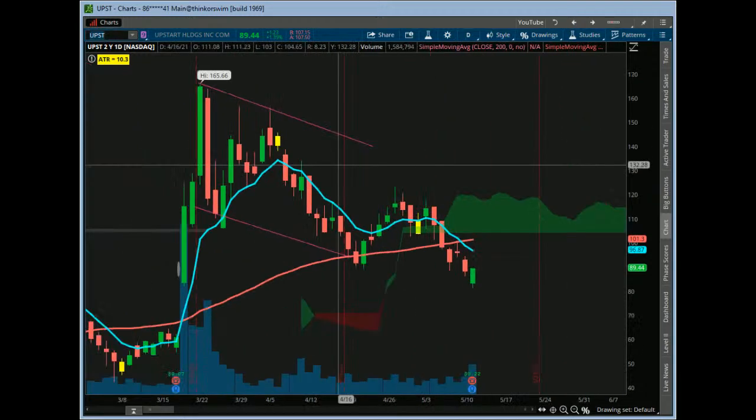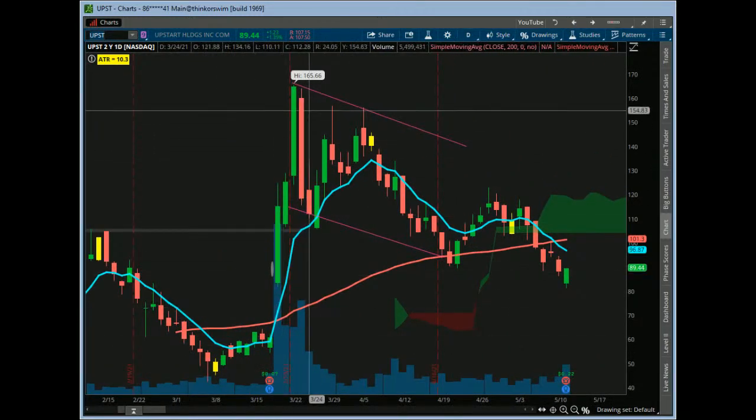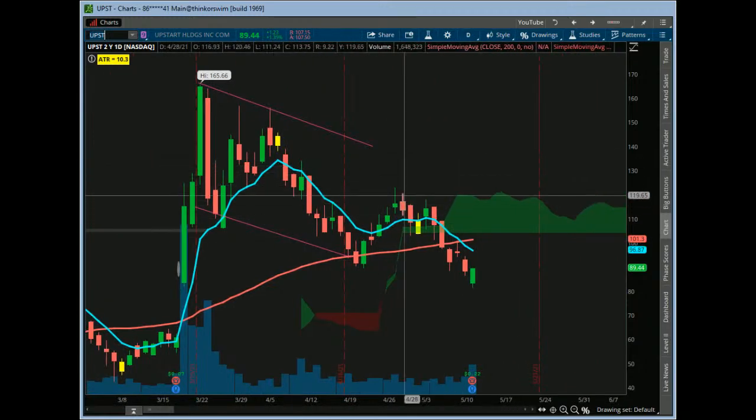This one was a big one last earnings, right? But this one, it doesn't look like we're getting over any major levels. So it's a little bit of caution off of that.